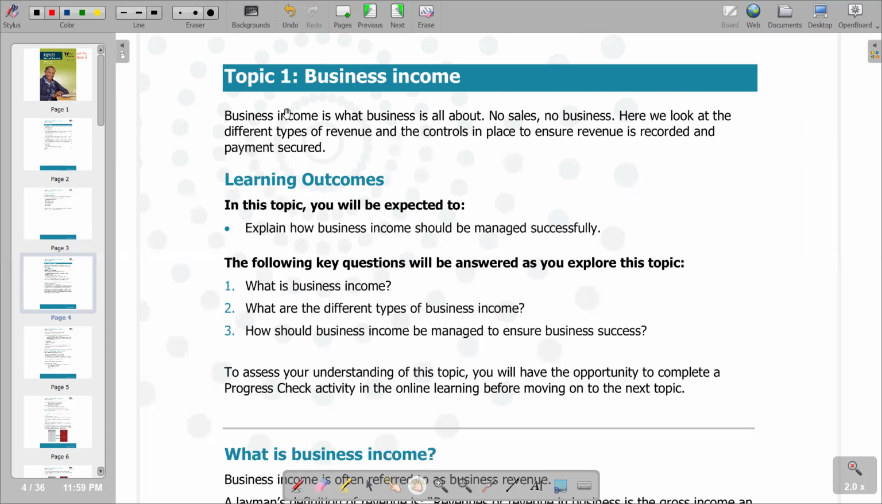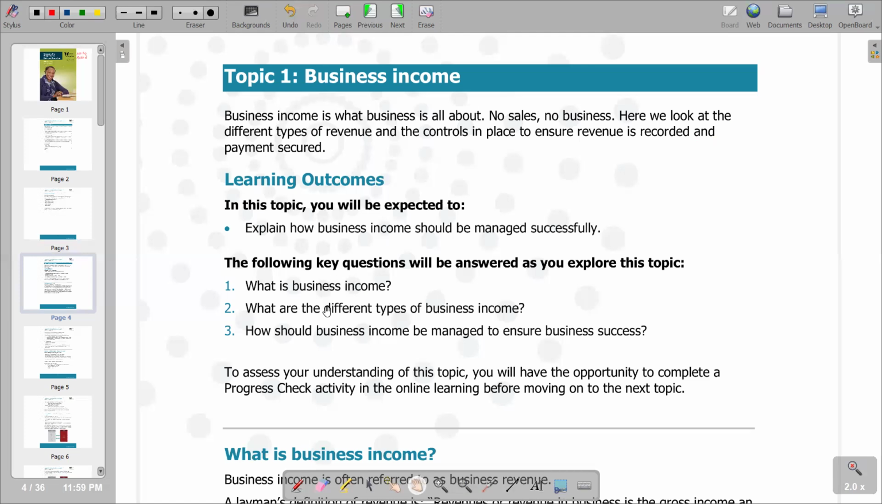Moving on, we are given a description of business income, which reads: a business income is what a business is all about. No sales, no business. Here we look at the different types of revenue and the controls in place to ensure revenue is recorded and payments are secured. Obviously, to ensure that we collect the revenue as required, we have to put in place controls so that we have assurance that all our revenue is going to be collected.